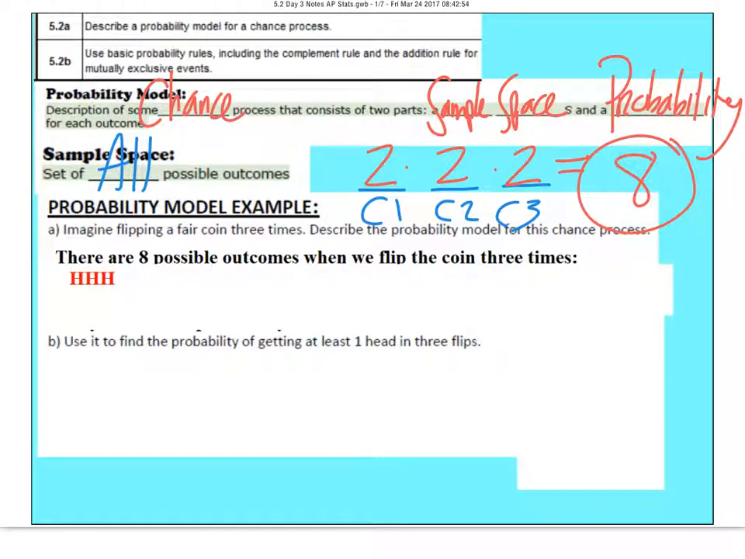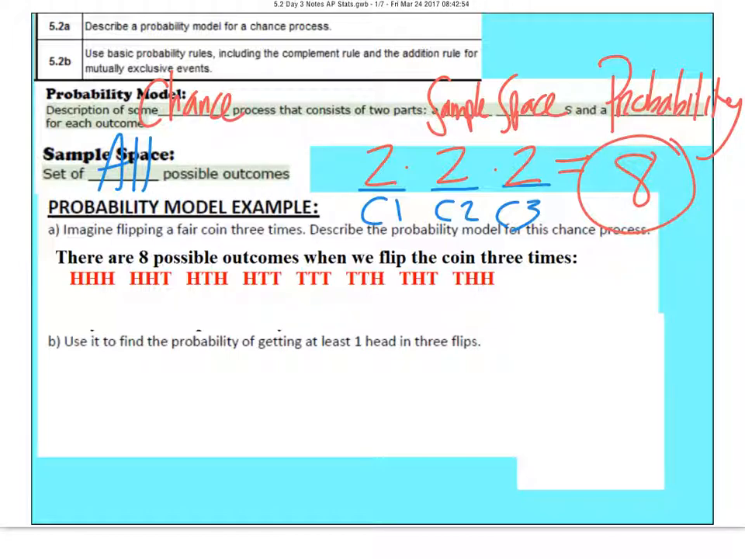The first one: heads, heads, heads. How about heads, heads, tails? Heads, tails, heads. Heads, tails, tails. Tails, tails, tails. Tails, tails, heads. Tails, heads, tails. And tails, heads, heads. I think we got all 8 of them. So that would be what the chance process looks like.